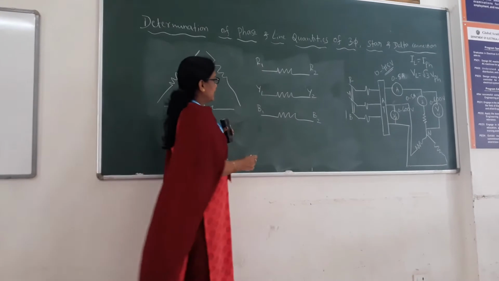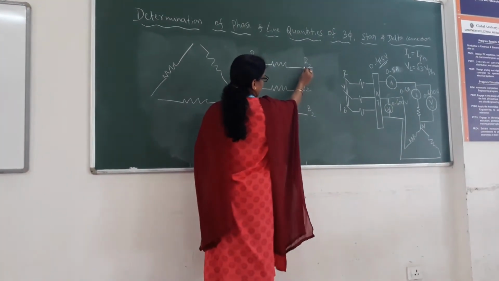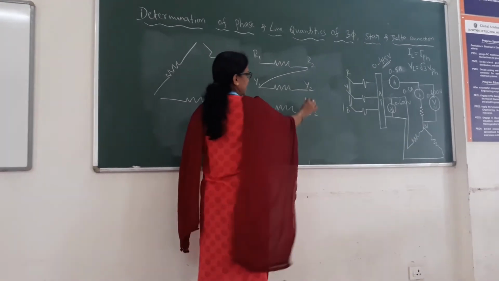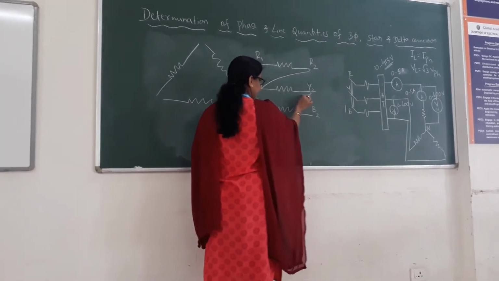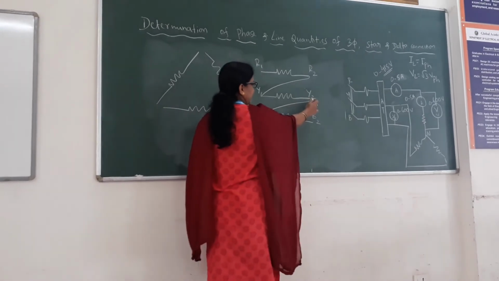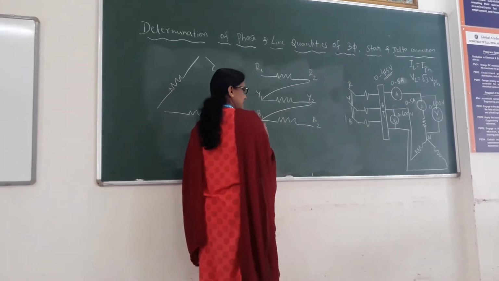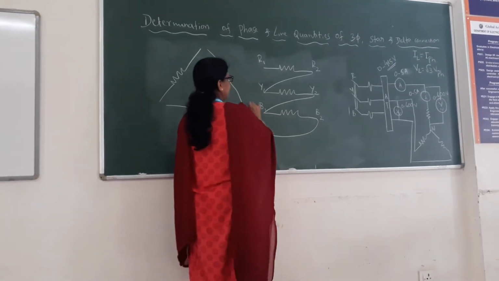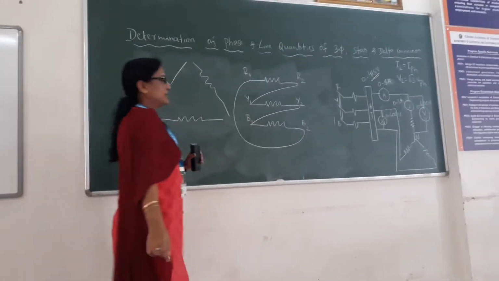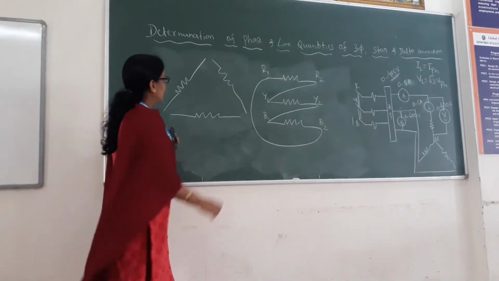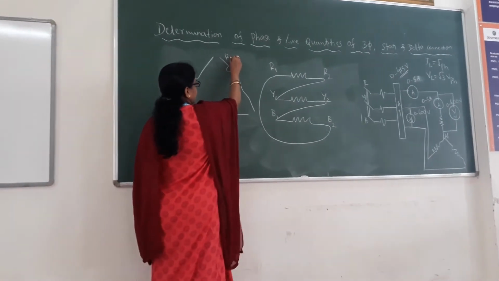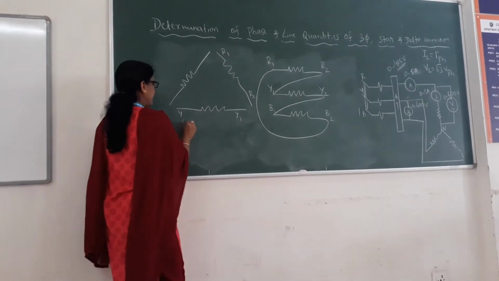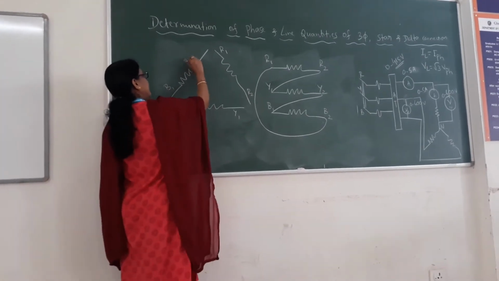In case of delta, the finishing terminal of one phase, you are going to connect to the starting terminal of another phase. Similarly, you connect the finishing terminal of the second phase to the starting terminal of the third phase. And the finishing terminal of the third phase, you connect to the starting terminal of the first phase. Okay. Suppose I consider this is R1, R2, then Y1, Y2, then B1, B2.